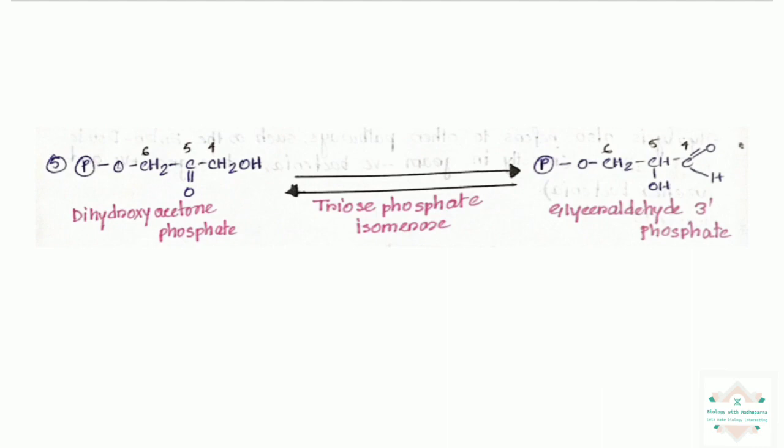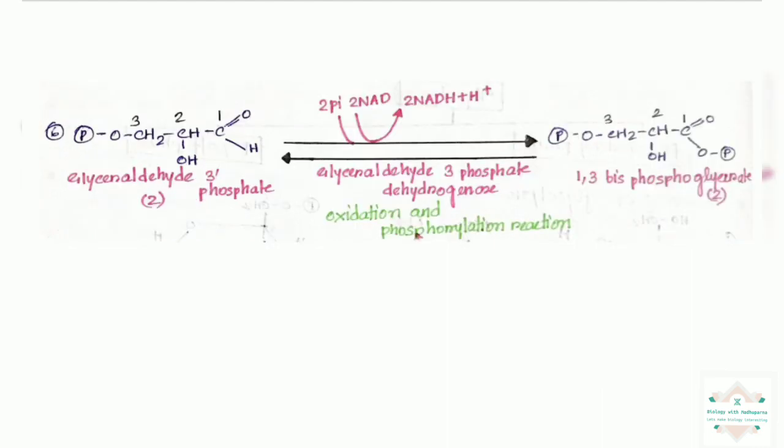As you can see on the screen, I have numbered all the carbons 1 to 6. From the next reaction, as both are the same molecule, we will only take into account carbons 1 to 3, the first glyceraldehyde 3-phosphate molecule. Now we will come to the sixth reaction. In this reaction, two molecules of glyceraldehyde 3-phosphate are converted into two molecules of 1,3-bisphosphoglycerate.